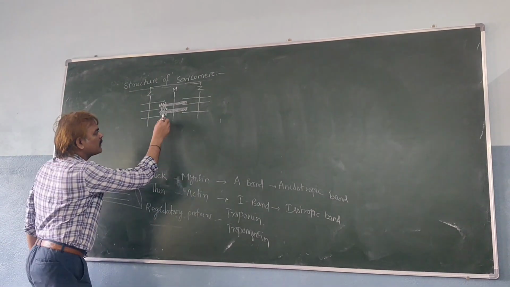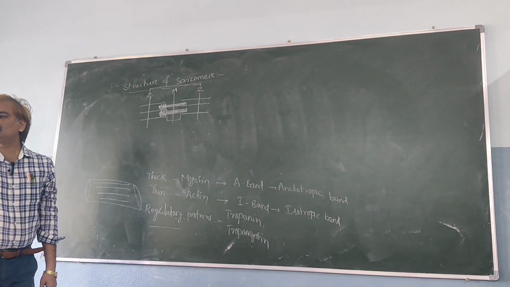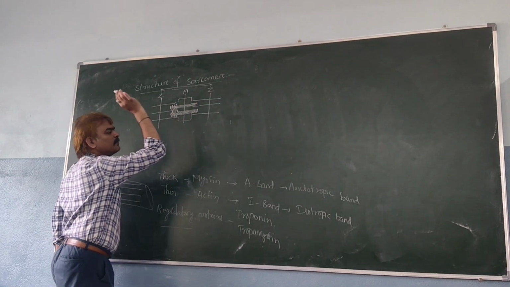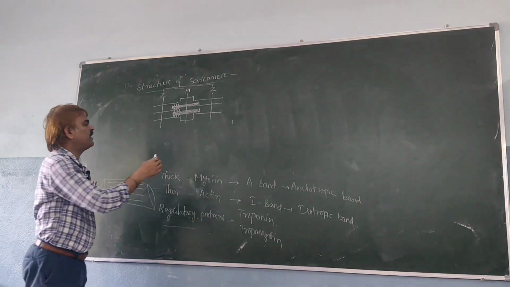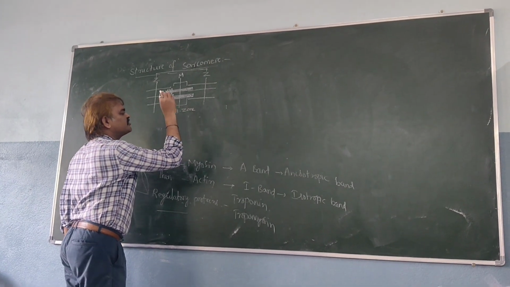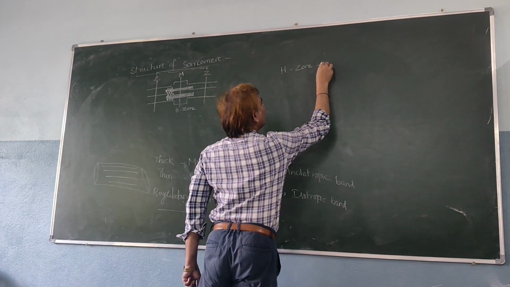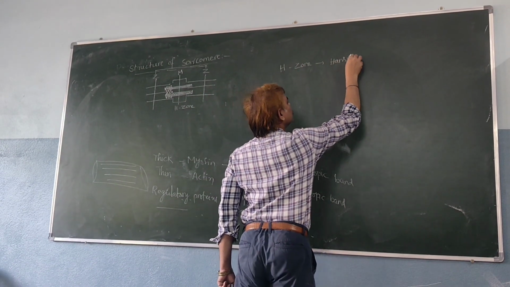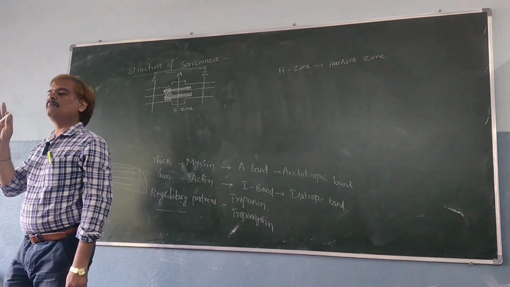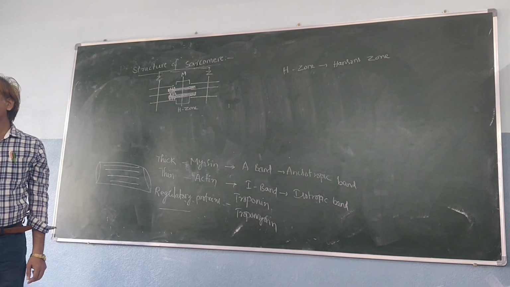See here, from here to here, only what will be present? Thick bands will be present. In this portion in total, only thick bands are present. That band is called the H band or H zone. H zone is nothing but Hensen's zone. So in the Hensen's zone only the thick bands will be present. There are no thin bands.